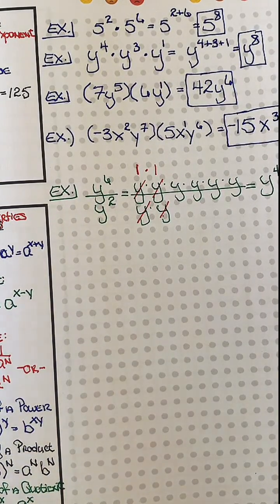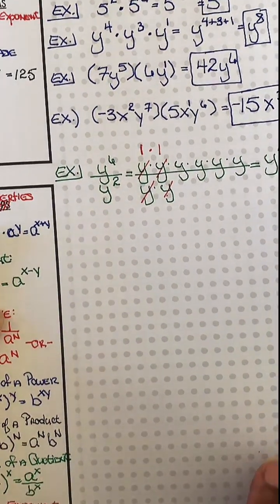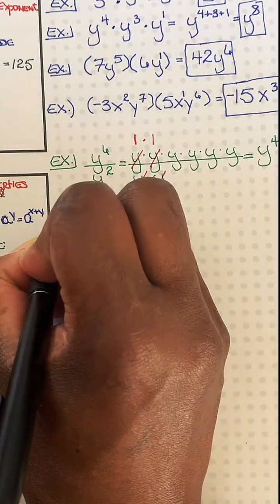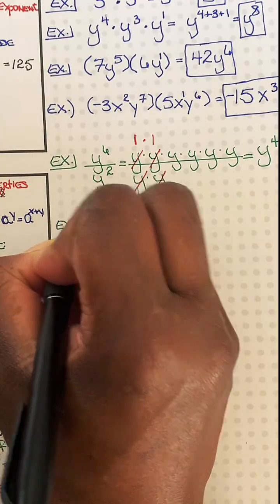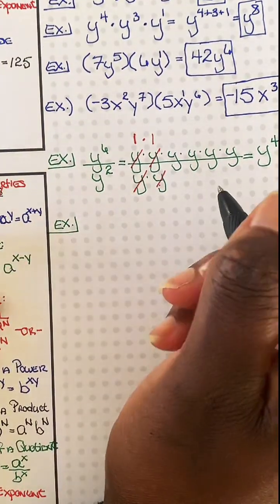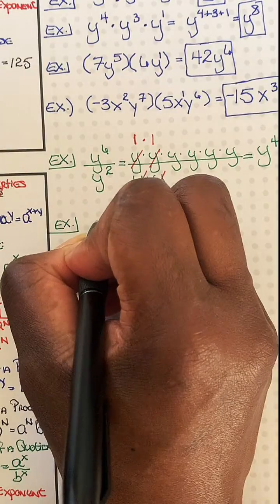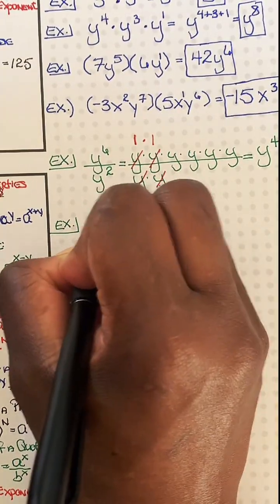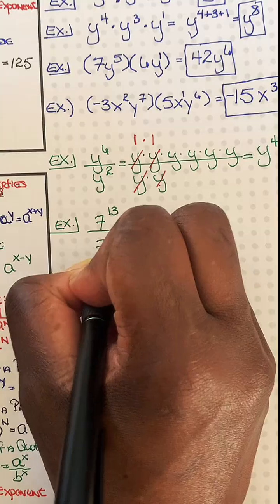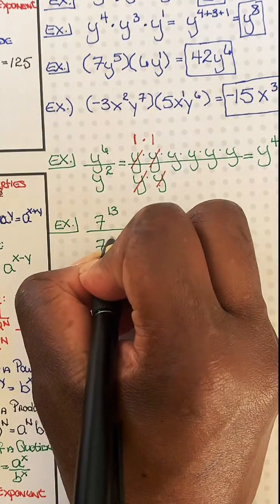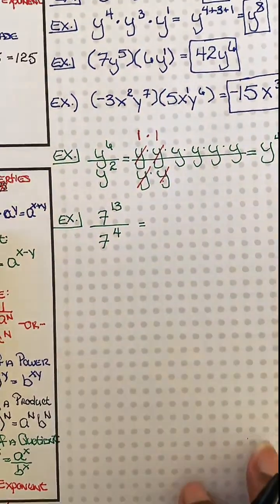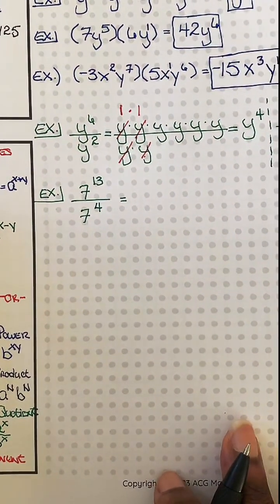Thanks for following along, guys. Let's keep this moving. So if we have, let's say, 7 to the 13th power divided by 7 to the 4th power, what's my answer?